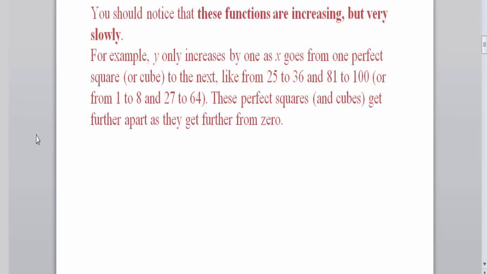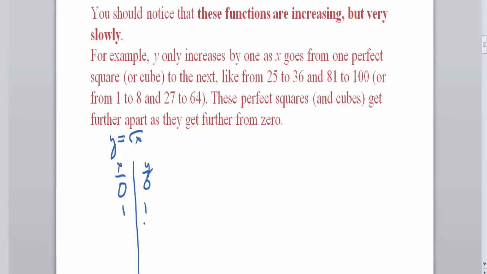When you're dealing with the cube root graph, y only increases by 1 as x goes from one perfect cube to the next. Probably the better way to think about this is in table form. If you're dealing with y equals the square root of x, and you had a table for x and y, the square root of 0 is 0, the square root of 1 is 1. So that's fine and dandy.